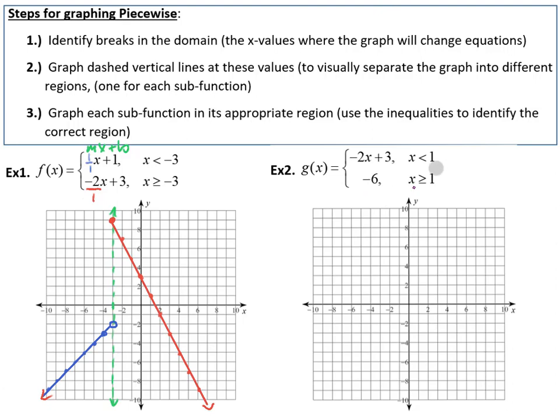Okay, let's do this second example. So same idea. First thing again is we're going to identify our domain break by looking over here at our if statements. So it looks like we're graphing one when x is less than 1 and one of them when x is greater than or equal to 1. So 1 appears to be the value where my graph is going to change from one and switch to the other, or stop one and start the other.